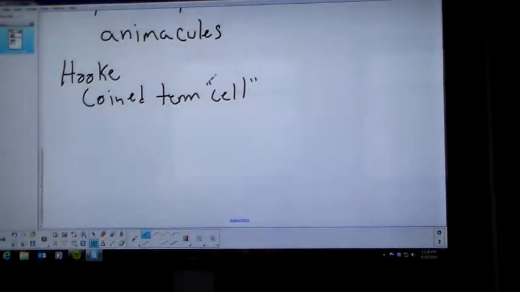He looked at a cork, and looked around, saw all the little different divisions inside that, and he said those look like cells. And that's what he's famous for. 1665 is when he did it. So he created the term cell, yes. What is cork? It's from a plant.